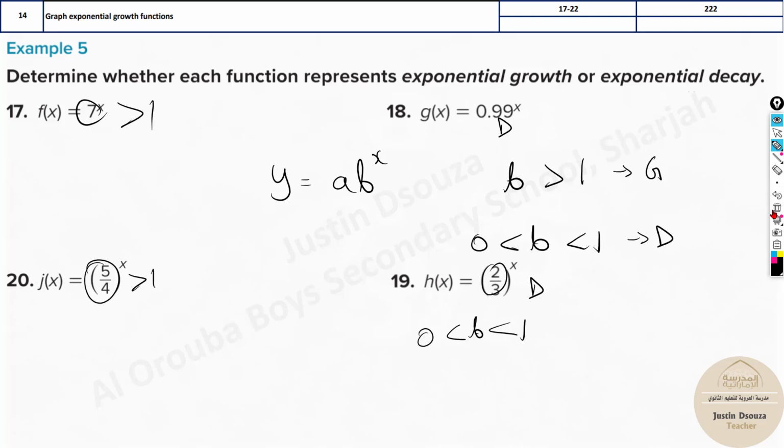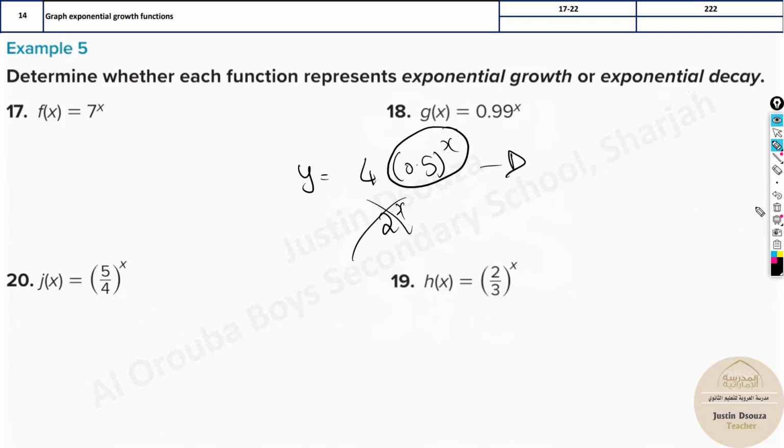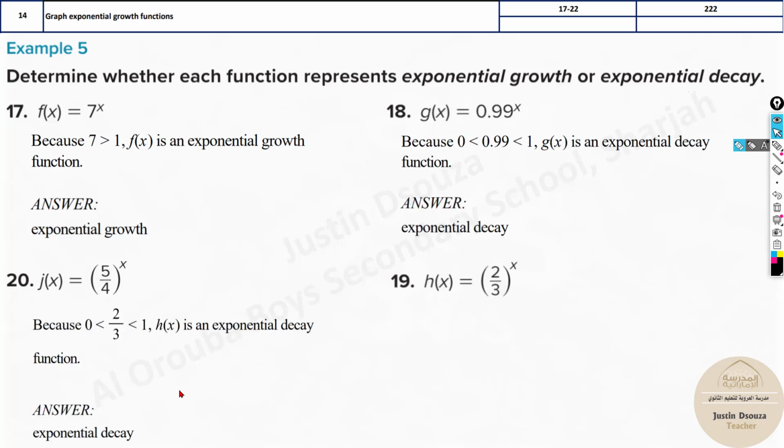But now I want to make you think over here. What if we have f of x equals 4 times 0.5 to the power x? What is this? Do you multiply 4 into 0.5 and write 2 to the power x? This is wrong. Look, what is exponential? Only this part. What has the power x? It is 0.5, so this is a decay. So just focus on where the power x is. That's the main thing.